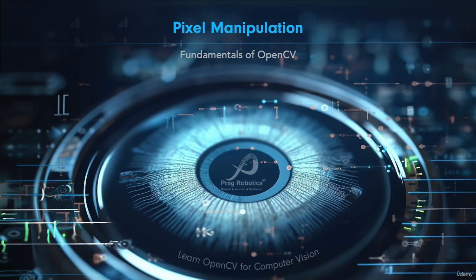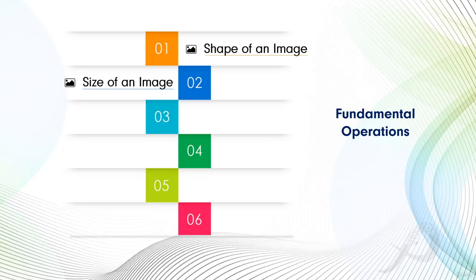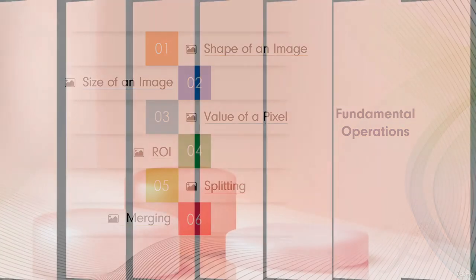Hello everyone. In this lecture, let us learn about the different operations in pixel manipulation. The fundamental operations that come under pixel manipulation are shape of an image, size of an image, value of a pixel, ROI, splitting, and merging of an image. So now, let us have a look at these operations one by one.